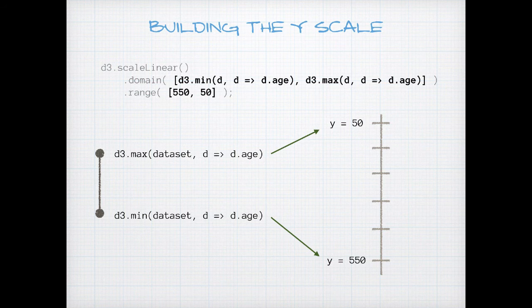Now, does D3 care that the domain is going from low numbers to high numbers, while the range is going from high numbers to low numbers? No, it doesn't care one bit. And so this is why building a scale is really, really useful for us. Once we get this set in D3, we don't have to remember that the y-axis is upside down, and we don't have to worry about how that correlates. So D3 is taking care of everything for us here, and this is just one of the many reasons why scales are so useful in D3.